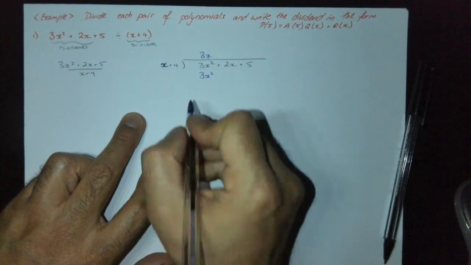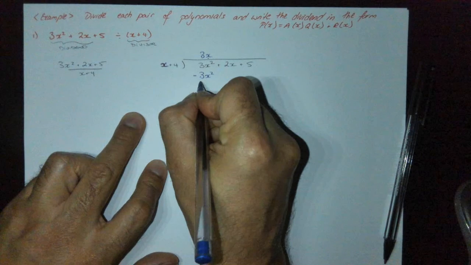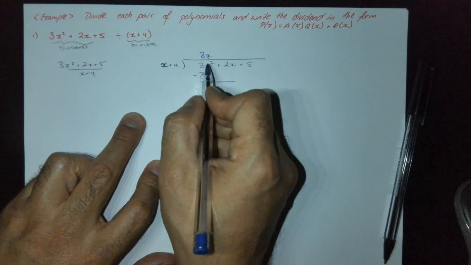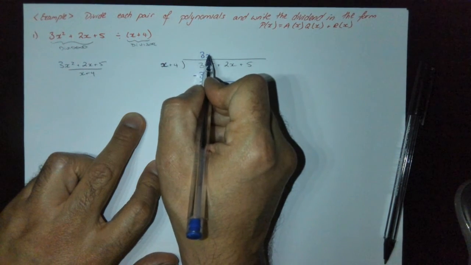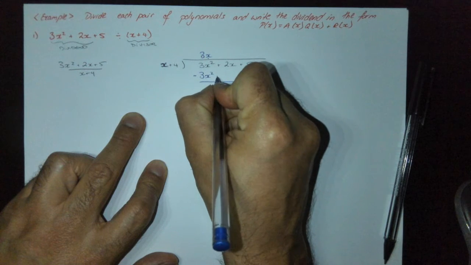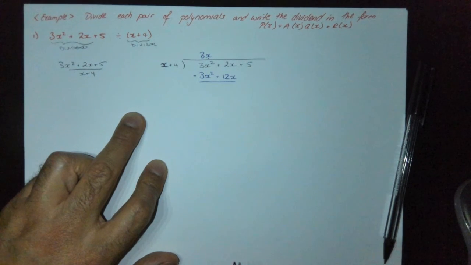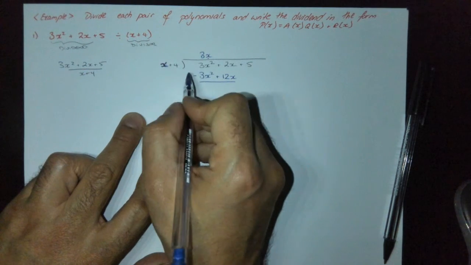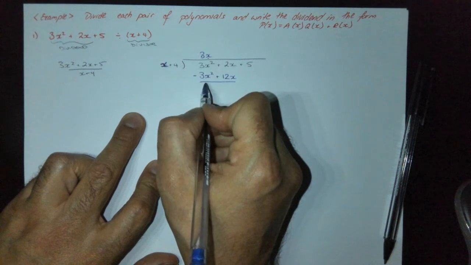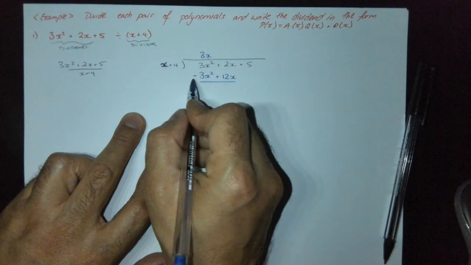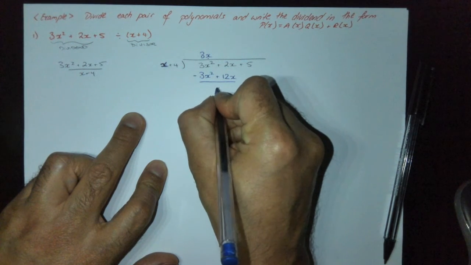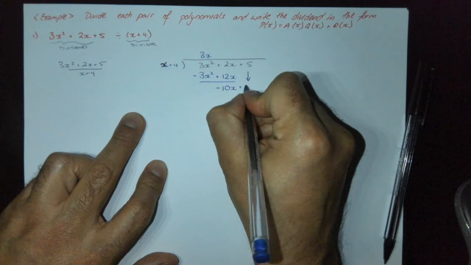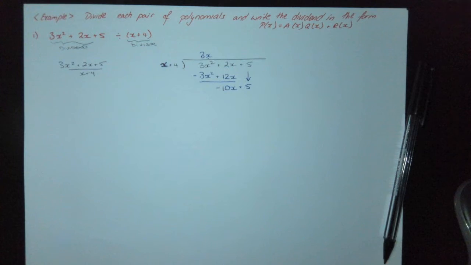And that would make sense because eventually I'm going to subtract this, and basically I want that to disappear. Yeah, and that's why that would make sense. So 3x times 4 is 12x. Now I get my x again, and I subtract, so that disappears. 2x minus 12x is minus 10x. And I bring down what's left of the dividend.